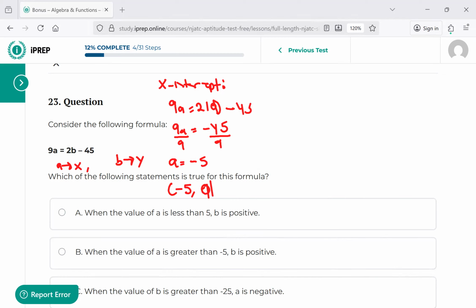And then how do you find the y-intercept? To find the y-intercept, you plug in 0 for x. In our case, is it a? And to save you time, that's going to give you 0, comma 22.5.